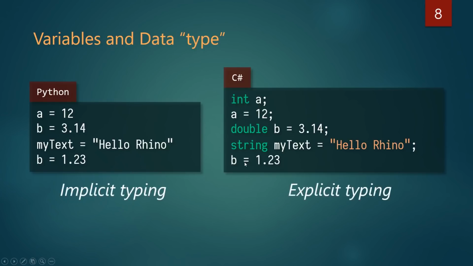Now this kind of data typing in Python we call implicit typing, and the other one, where you have to explicitly specify the type whenever you want to declare a variable, is called explicit typing. Both have advantages and disadvantages, as you will see in a second.